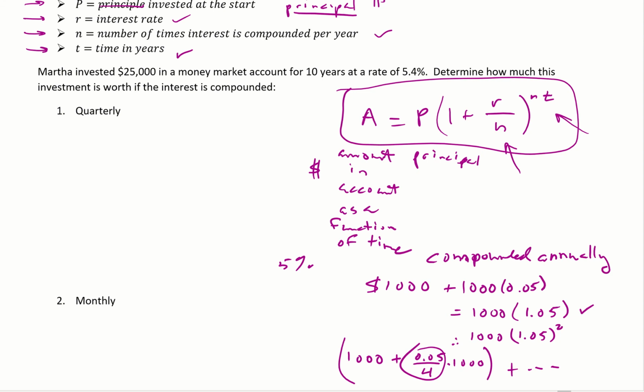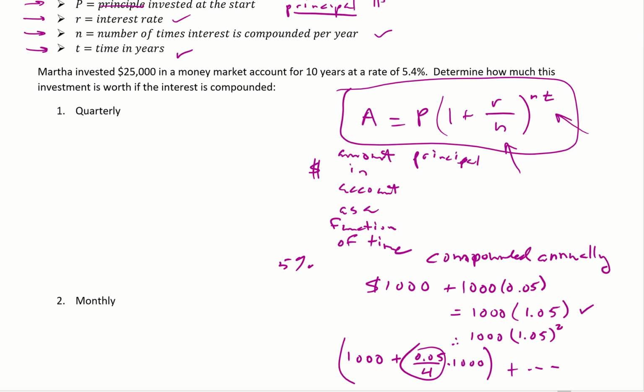N is the number of times per year you compound interest. T is the number of years you're going. So n times t really gives you the number of times that you are compounding throughout the entire time that you're collecting interest. So there's a method to this crazy madness. It's not just some magical thing. We're going to use it, though, right now.